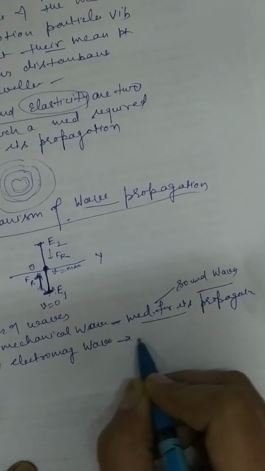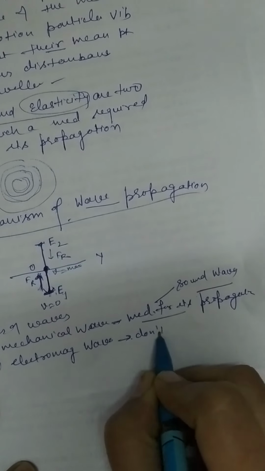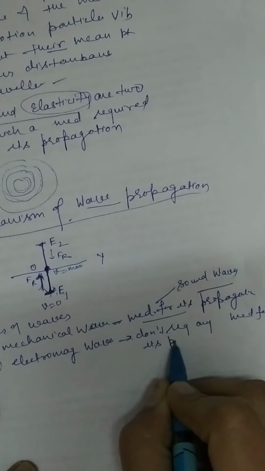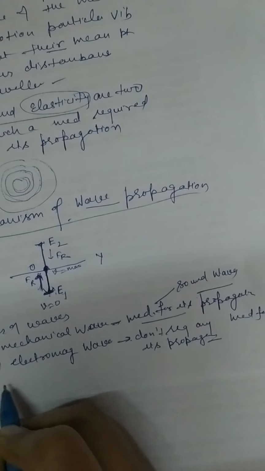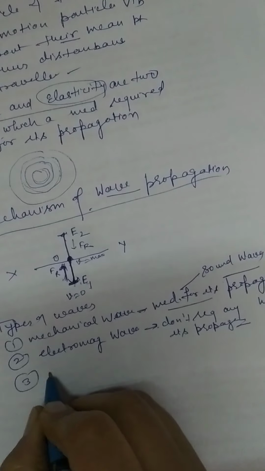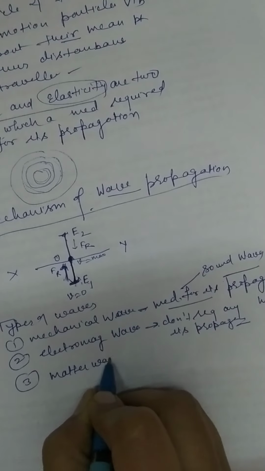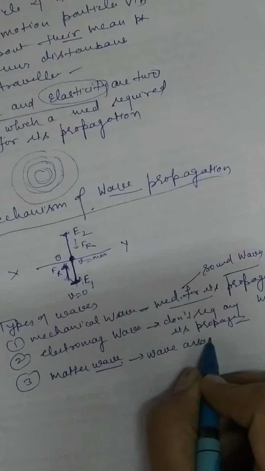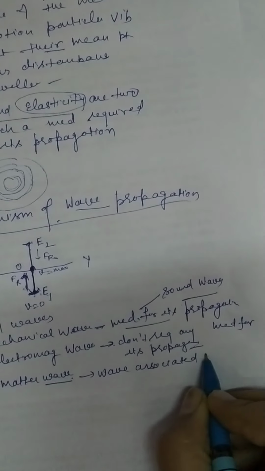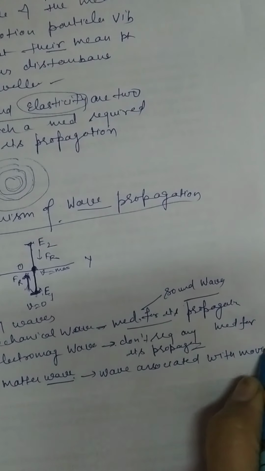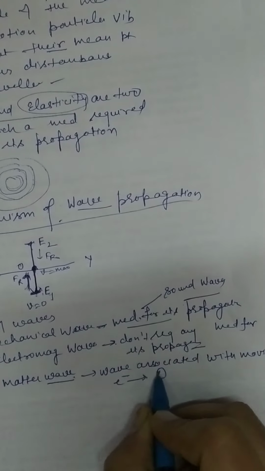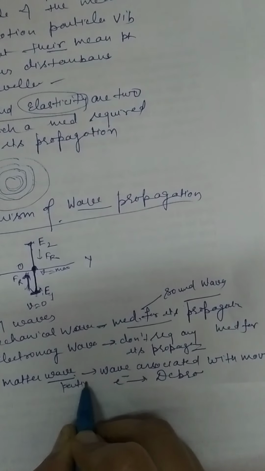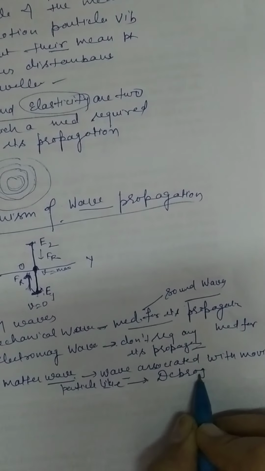Next is electromagnetic waves. These are the waves which do not require any medium for their propagation. Third is matter wave or de Broglie wave. Matter waves are the waves associated with moving matter, a wave associated with a moving particle like electron, proton, etc. ये आपने केमिस्ट्री में पढ़ा होगा, de Broglie wave.